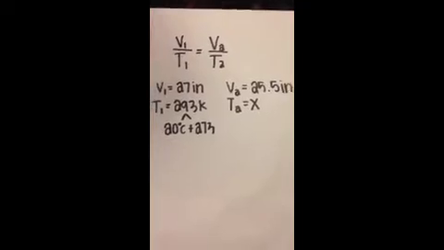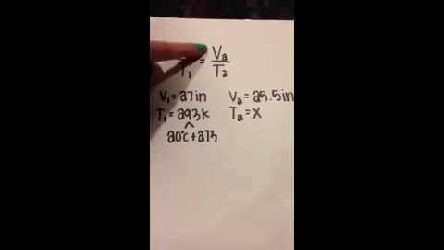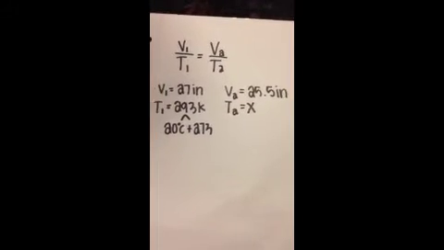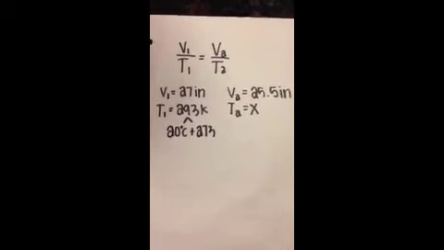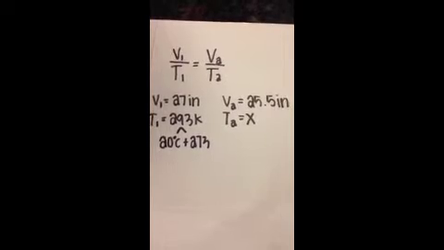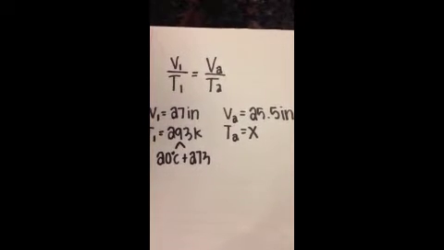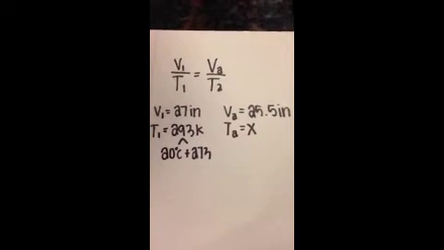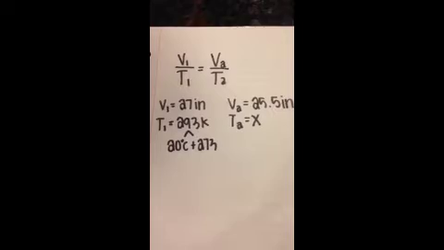In order to find the initial temperature, we will take the room temperature, which here is 20 degrees Celsius, plus 273 to convert it to Kelvin, which equals 293 Kelvin. We started out with V1 over T1 equals V2 over T2. The first volume was 27 inches, and the first temperature was 293 Kelvin, which came from 20 degrees Celsius plus 273. And the second volume was 25.5 inches, and we were trying to find the second temperature, which was the temperature of the cold water.